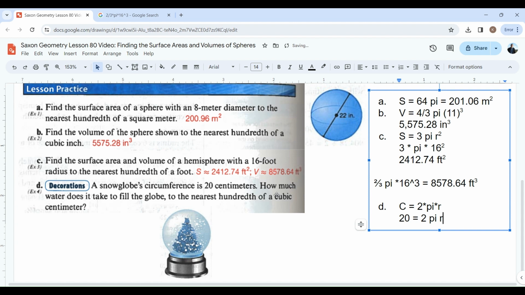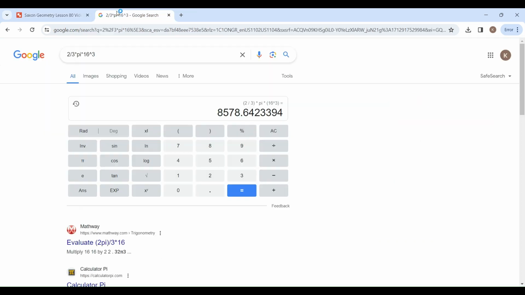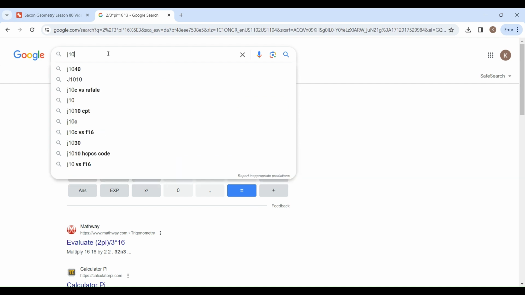If I get the radius on a side by itself, I divide both sides by 2. So that's going to change this to 10. And then divide both sides by pi. It's going to be 10 over pi. If you don't believe me, do this on paper and check to make sure you get the same thing. So I'm going to do 10 over pi to get my radius.